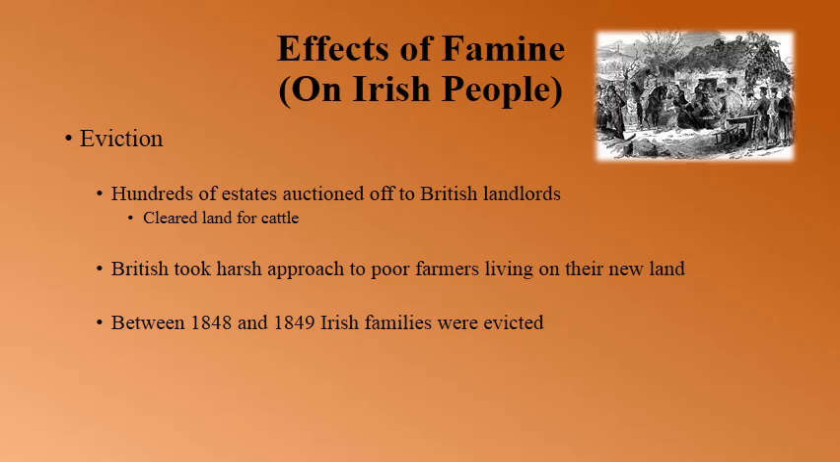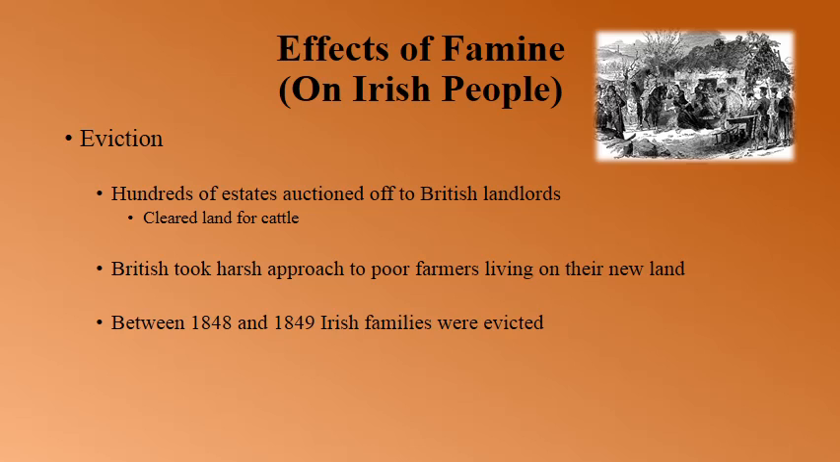So, more effects of the famine on the Irish people. Like I said earlier, the Irish were not able to pay their British landlords, and so that did cause eviction. And so hundreds of estates were auctioned off to British landlords who still had the resources to pay for them and still expected rent from the Irish people that were going to farm them. But because the Irish people did not have the money to rent or buy the land, the British landlords cleared the agriculture space for cattle.